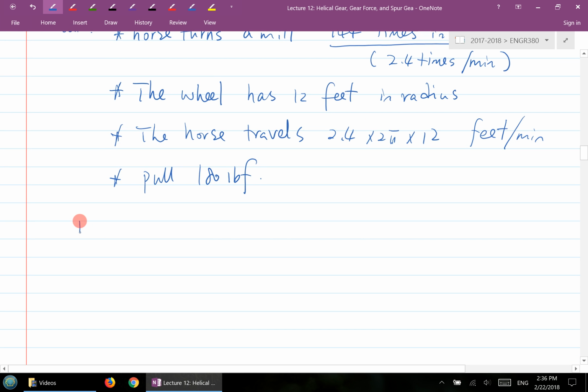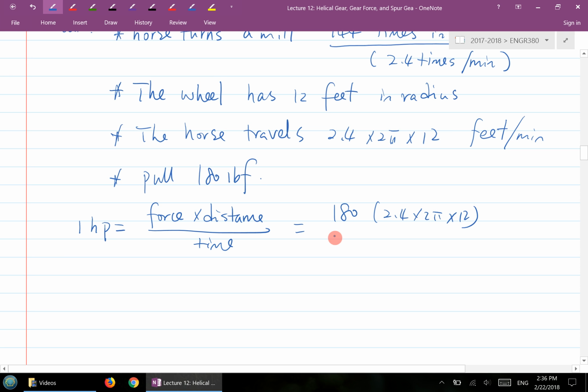So you get 1 horsepower is equal to the amount of force times distance, then over the time. Amount of force times distance over time. So that gives you 180 pound force, and then 2.4 times 2 pi times 12. This is 1 minute out of here.